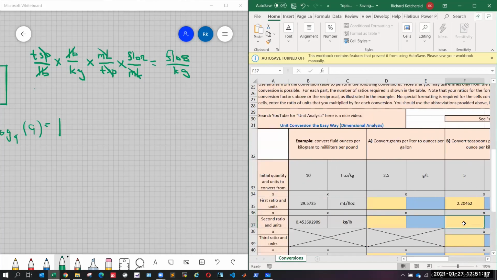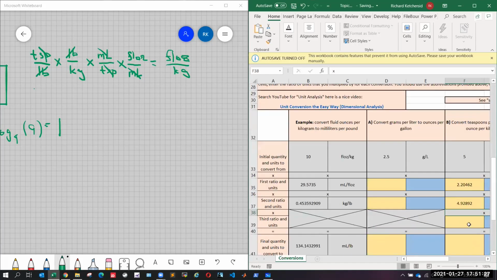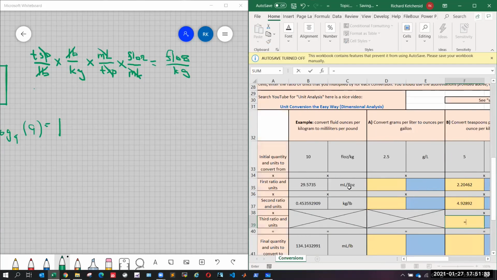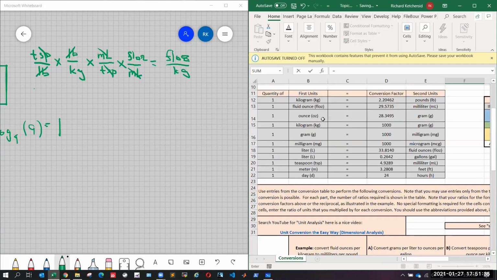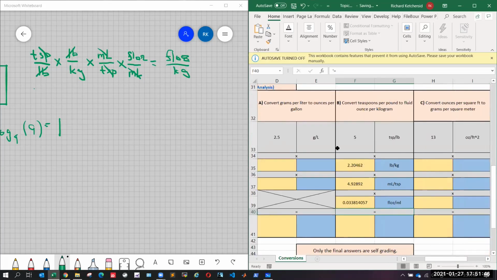So here again, you do the equals, right? And I come up here and I find my milliliter on top, teaspoon on bottom, like that. And then the next one down was fluid ounces per milliliter. So I put my equal sign. And then I do, where is that? Fluid ounces per milliliter, like that. And there's my conversion ratios, right?